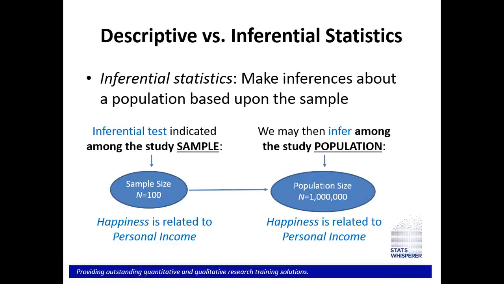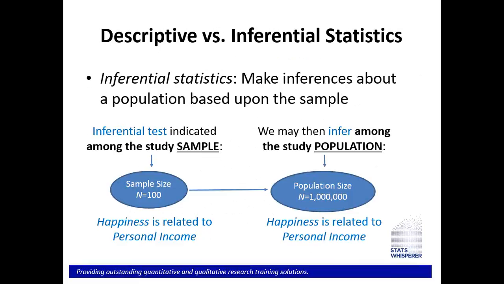Now, the inferential statistics. Right, so we're making inferences about a population based upon the sample. So you can see on the left, the smaller blue circle on the left is our sample. So we might have a sample size of 100. And among our sample, we do an inferential test, right, that indicated among our sample, the blue writing below, happiness is related to personal income. So that's the finding within our sample.